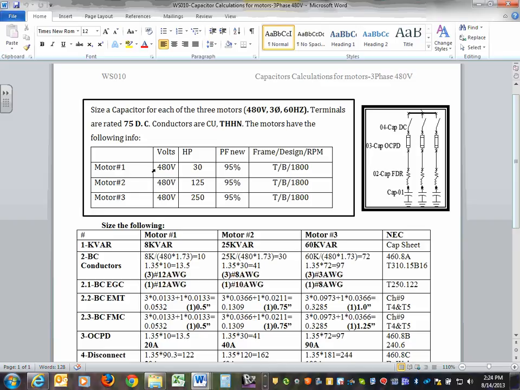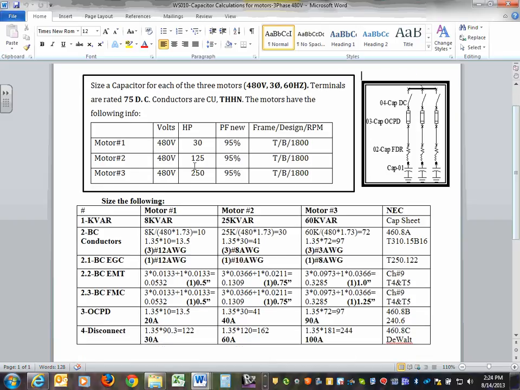So here's my equipment. I have a 30 horsepower air handling unit, a 125 motor, and a 250. These are all equipment: air handling unit, it could be a fan, an exhaust fan, a pump. In horsepower, known, the system voltage is 480. Obviously their voltage will be 460, but I care less. I'm looking at the system voltage. The power factor, new, I need to correct to 95 power factor.